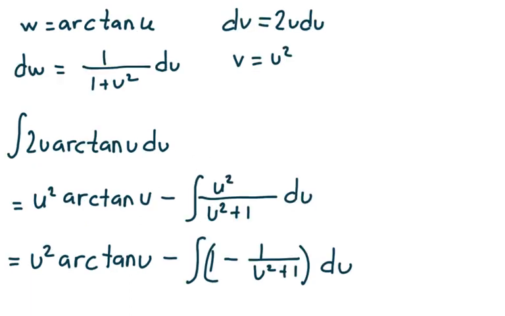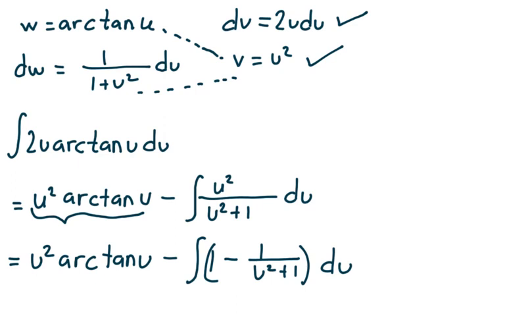Now, integration by parts. I'm going to let w equal arctangent of u. dw is 1 over 1 plus u squared du. And dv is 2u du, and then v is u squared. So the integral of 2u arctangent of u du is wv, which is u squared arctangent of u, minus the integral of v dw. In other words, this is minus the integral of u squared over u squared plus 1 du.